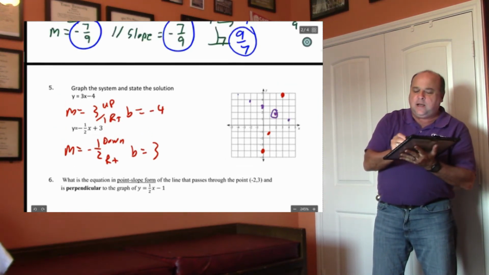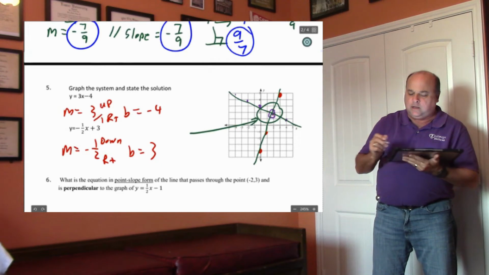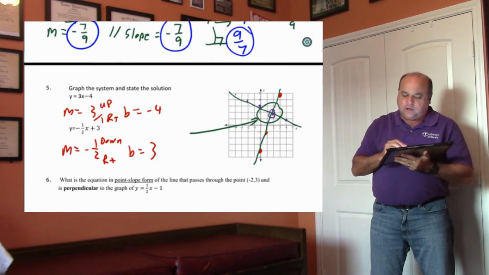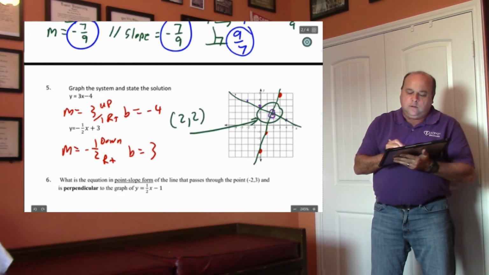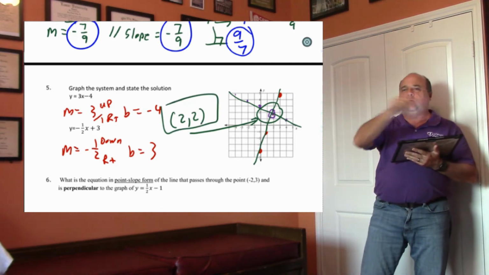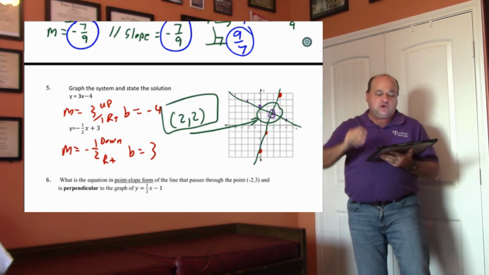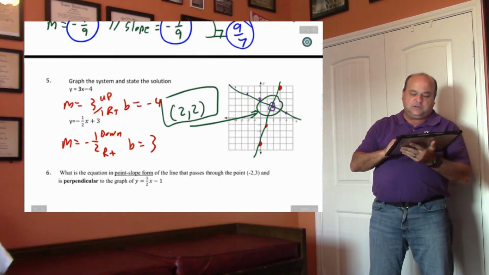I'm going to graph the lines, and remember, I don't have a straight edge, so this isn't going to be perfect. This is the intersection point. So that ordered pair would be 2, 2, wouldn't it? So wherever that crosses, remember, left or right, up or down, to get your ordered pair, piece of cake. 2, 2 is the solution to the system.